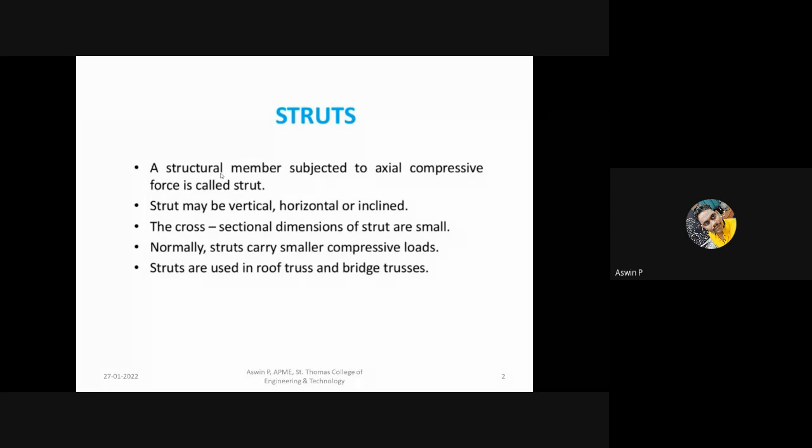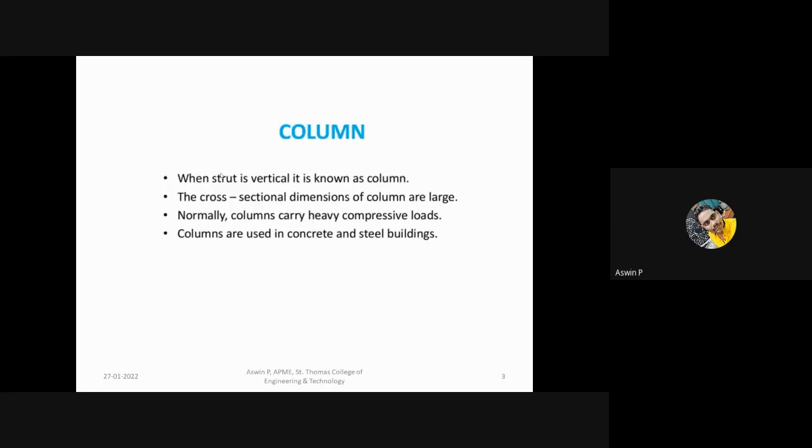So now we will discuss what is a column. As we have already mentioned, when comparing with a strut, the structural member will be in the vertical direction alone, and it can carry a large compressive load, as it has a large cross-sectional dimension. So the subheading is the column.